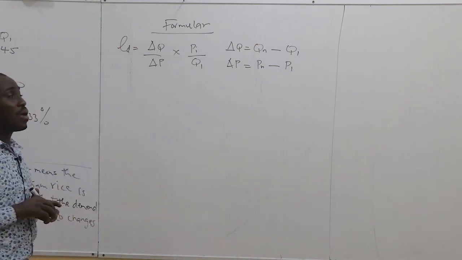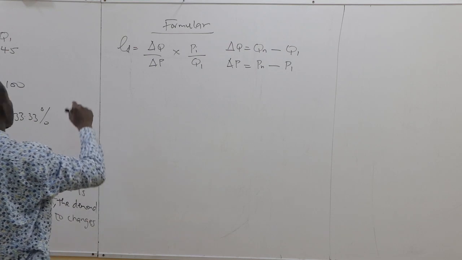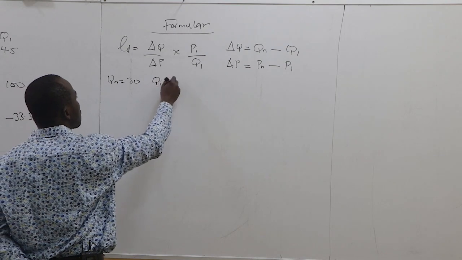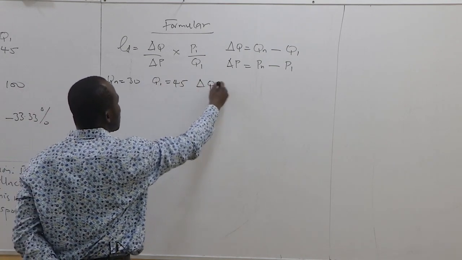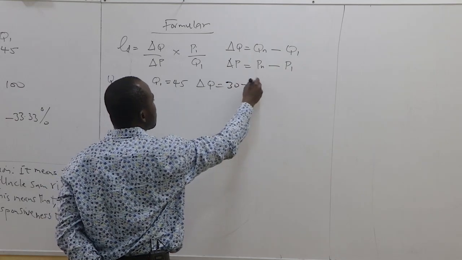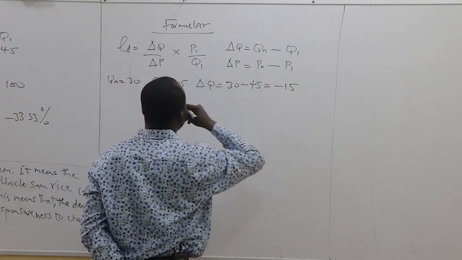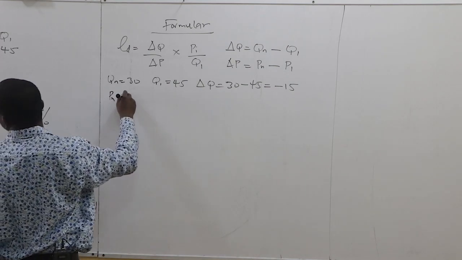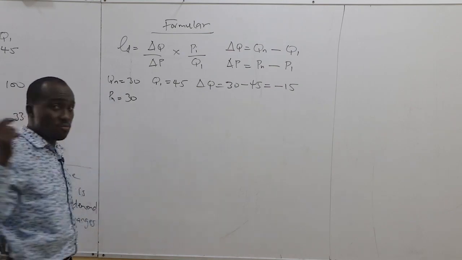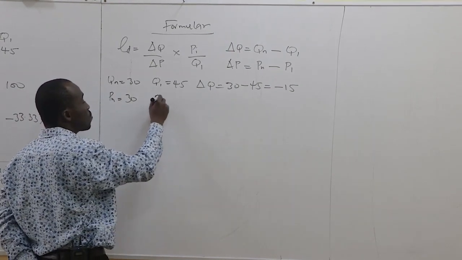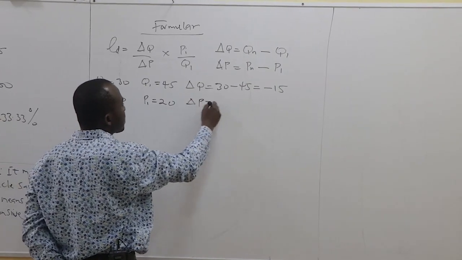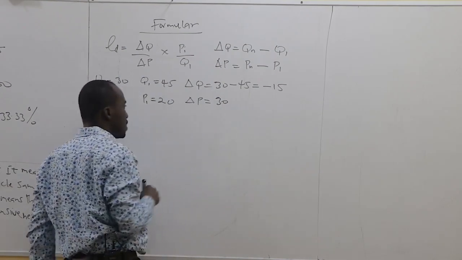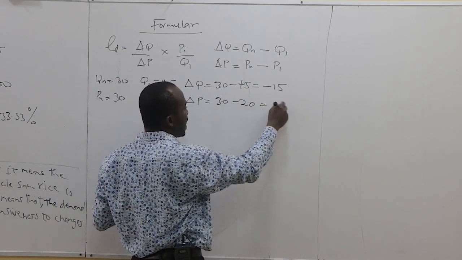What's the change in quantity? What is the new quantity? The new quantity is 30. The initial quantity is what? 45. What's the change? The change is 30 minus 45. That gives you negative 15. What about the new price? The new price is 30, from the same question. The initial price was what? 20. What's the change in price? It is the new minus the initial, that gives you 10.